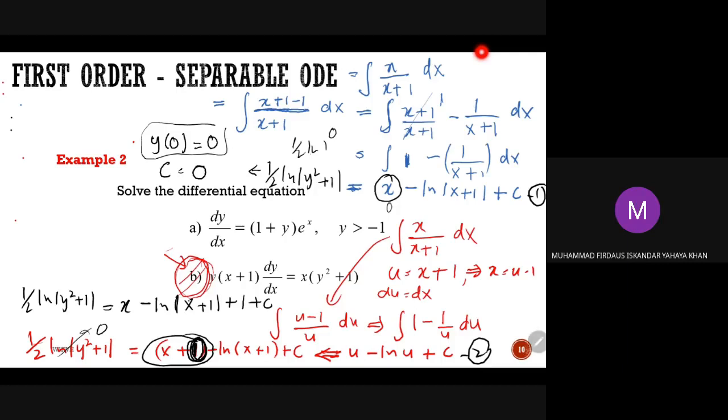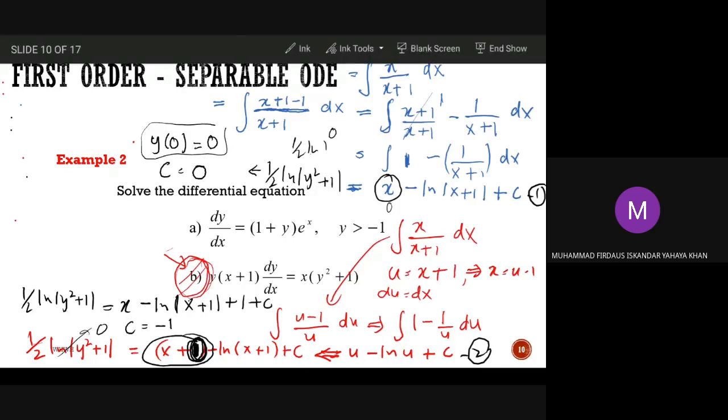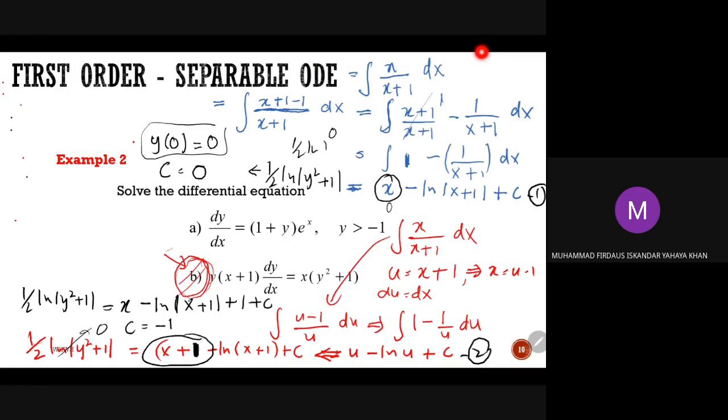Sebab kita ada plus 1 kat sini kan. Okay, kosong. C kita akan dapat negatif. Betul tak? C kita akan dapat negatif 1. Agree or not? Nampak tak ni? Faham tak apa yang saya tengah cakap ni? Ke you all macam confused lagi?